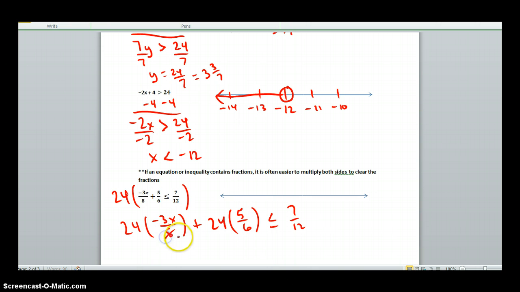So I'll divide out an 8, I get 1 there. Divide out an 8, I get a 3 here. So this turns into negative 9x. Here I divide out a 6. I divide out a 6, I get a 4 there. Multiply 4 times 5, you get 20.